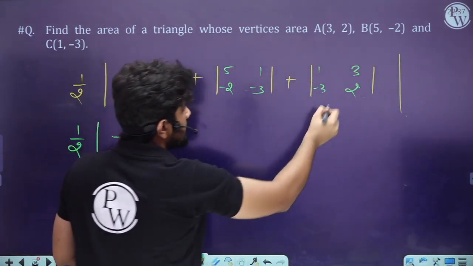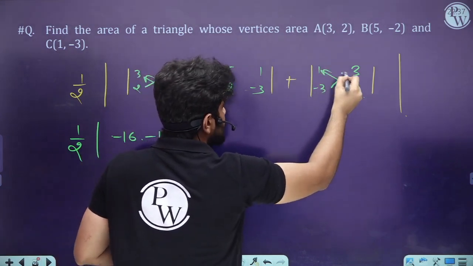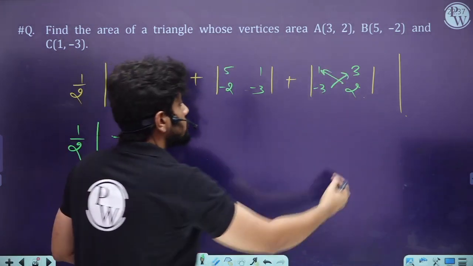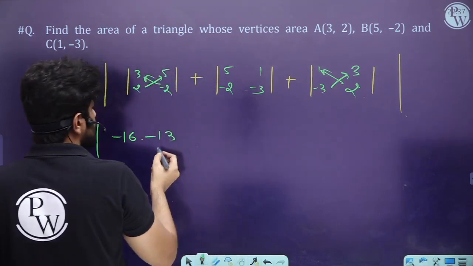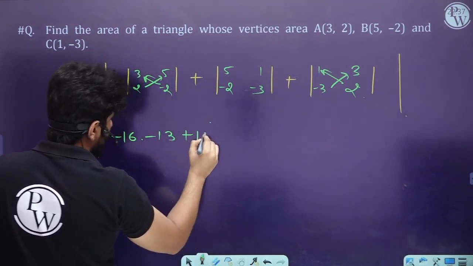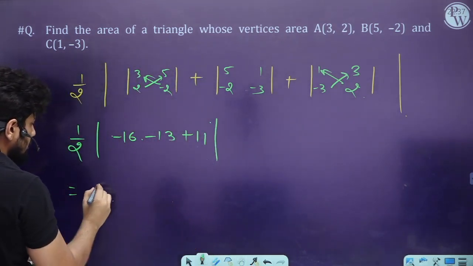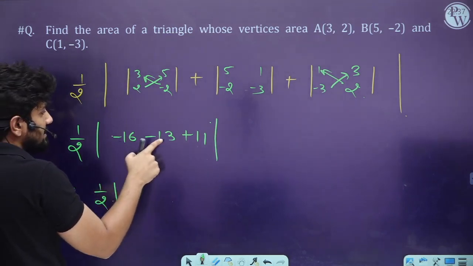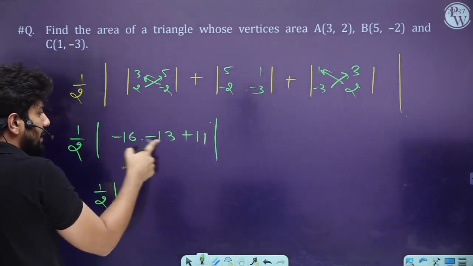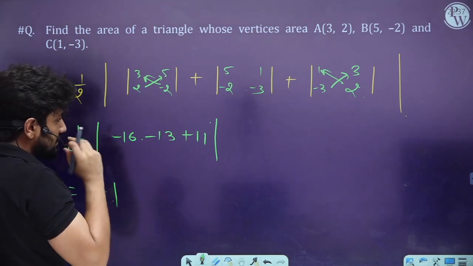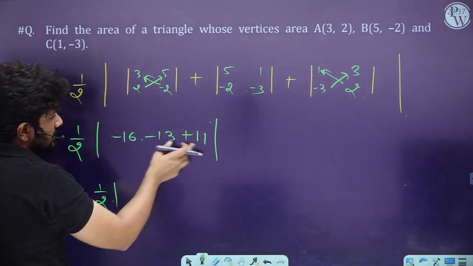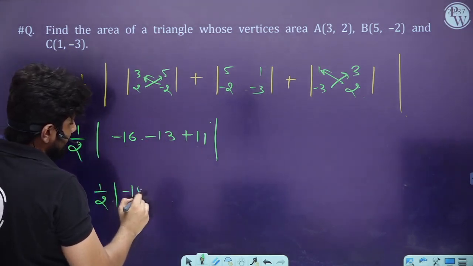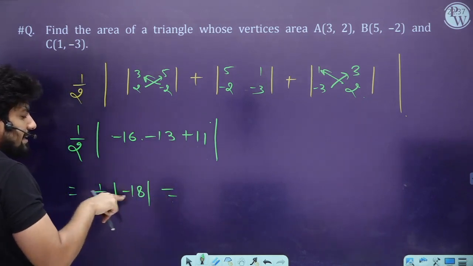And then here, 2 minus of -9. Okay, so 2 + 9, which is 11, inside the modulus. So taking the sum of this, -16 - 13, that will be -29. -29 + 11, which is -18, modulus of -18, that will be +18.